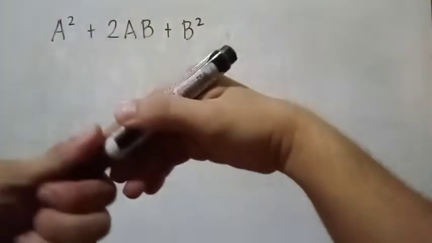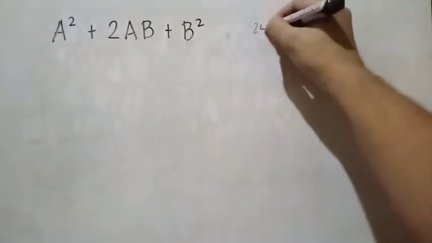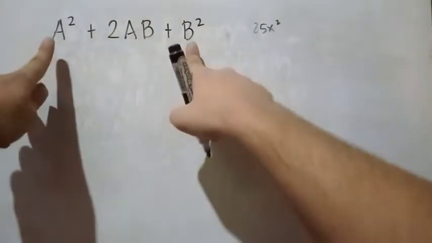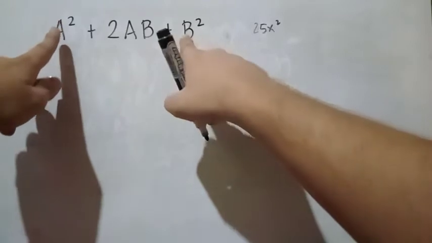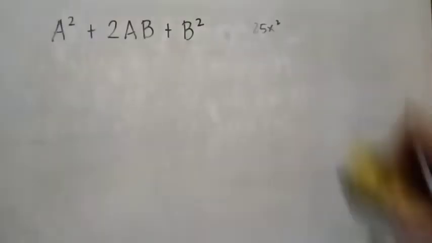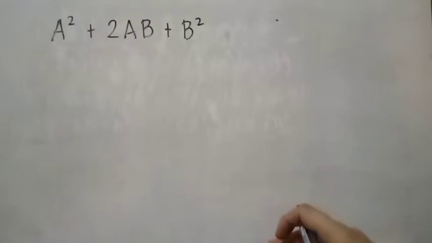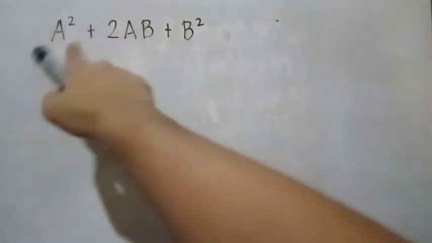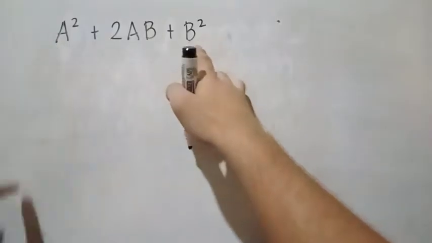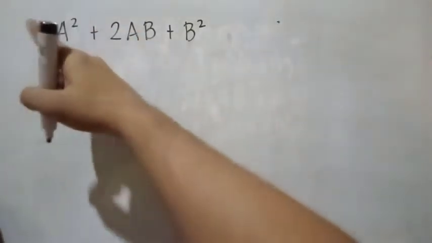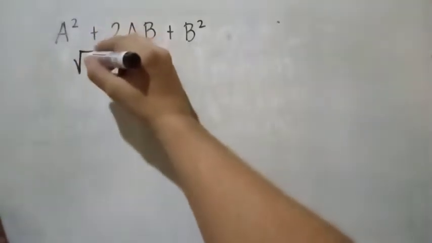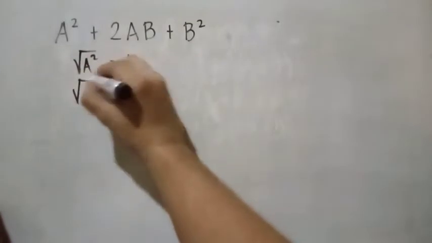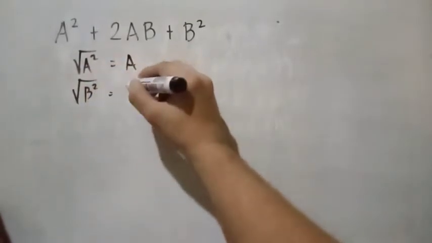Okay, so halimbawa, 25x squared. So, isa siyang perfect square. So, dapat i-ensure natin na parehas perfect square yung first at saka last terms. How about sa middle term? So, para makuha natin yung middle term, since perfect square tong mga to, kukunin natin yung square roots nila. So, mag-umpisa tayo sa a squared. So, yung square root ng a squared ay a. Tapos, yung square root of b squared naman, which is yung last term, is b.